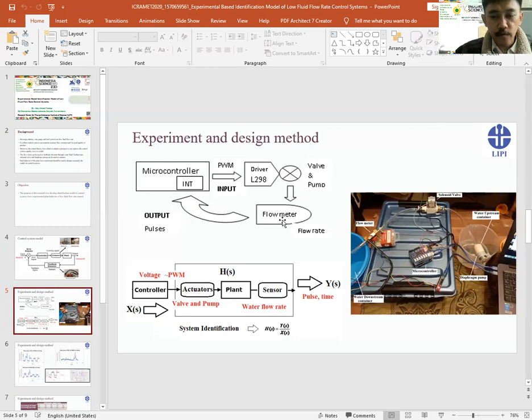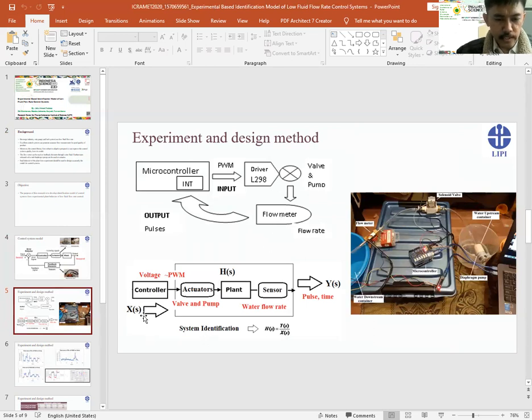This type of flow meter has a Hall effect. The flow meter output is pulses, so we can use the interrupt facilities in the microcontroller, particularly the digital input, to count the result of the flow meter.